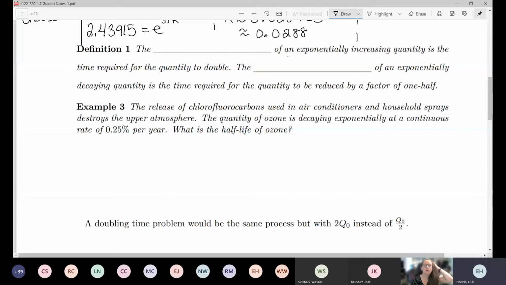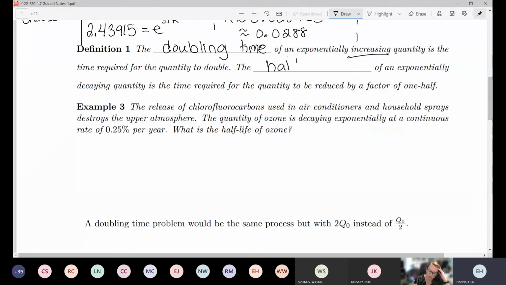All right. So this next set of definitions is one of the biggest pieces of 1.7 that we didn't already know. So we have the doubling time. Doubling time of an exponentially increasing quantity is the time required for the quantity to double. So essentially you get double of what you started with. It's always in regards to what you started with.